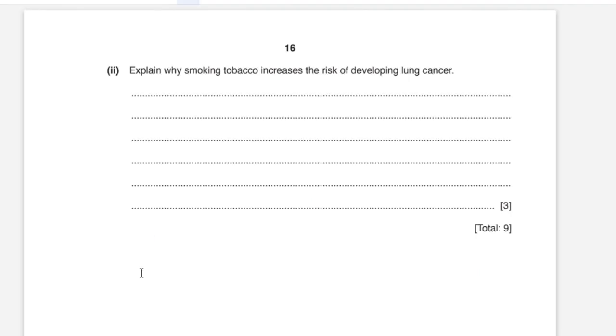2. Explain why smoking tobacco increases the risk of developing lung cancer. In this answer, you need to link lung cancer with the component of tobacco smoke that causes it, which is carcinogens. So tobacco smoke contains carcinogens that lead to mutation, and due to mutation, tumor suppressor genes are switched off, and this leads to formation of tumor or cancer. And so what happens is the cells divide uncontrolled.